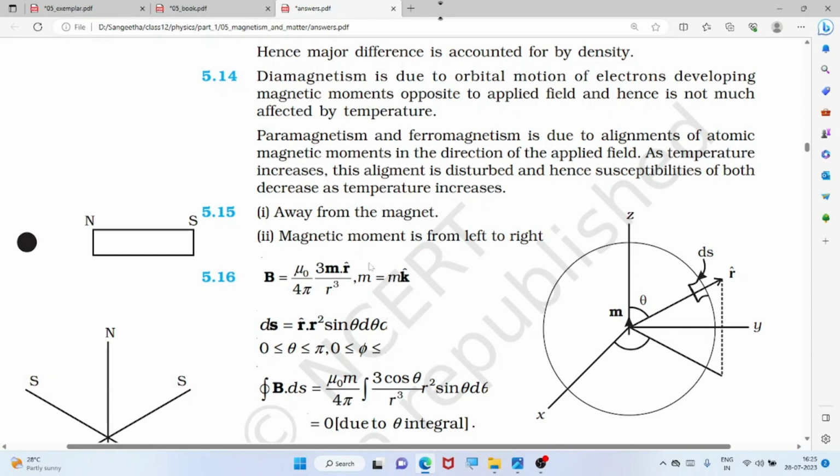Paramagnetism is due to the alignment of the atomic magnetic moments in the direction of the applied field. As the temperature increases, the alignment is disturbed, and hence the susceptibility of both decreases with the temperature. So paramagnetic and ferromagnetic susceptibility will decrease as we increase the temperature, but diamagnetic material is unaffected.